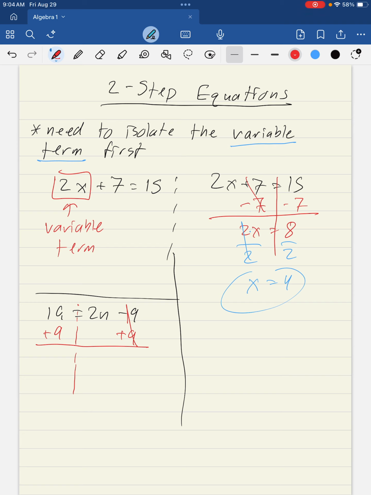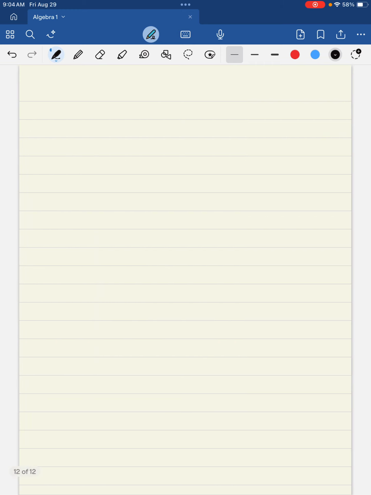So now we have a 28 equals 2n. We have a multiplication here. Opposite of multiplication is division. Divide both sides by 2. And we have a 14 equals n. Bop. There we go. Now, I'm going to show you a couple more because these guys can be tricky.